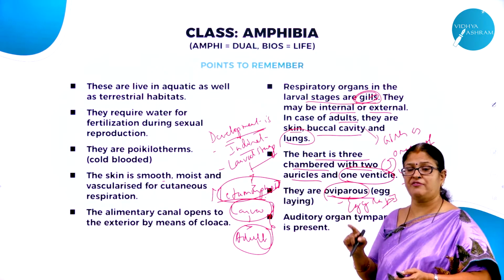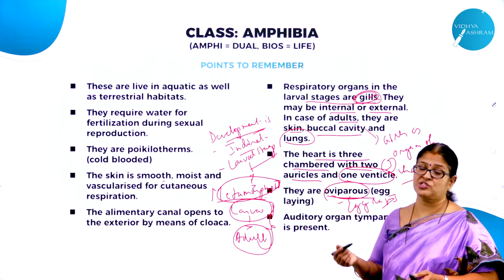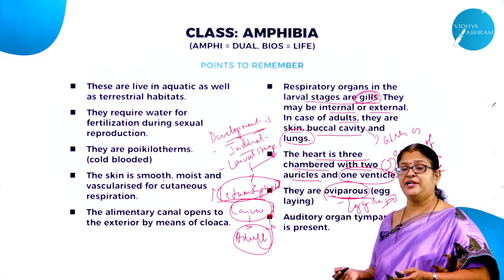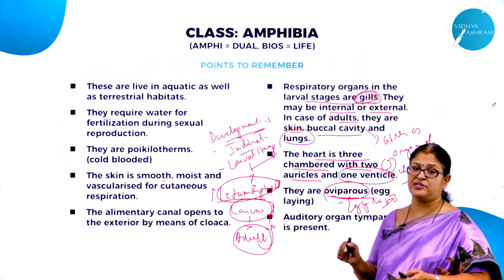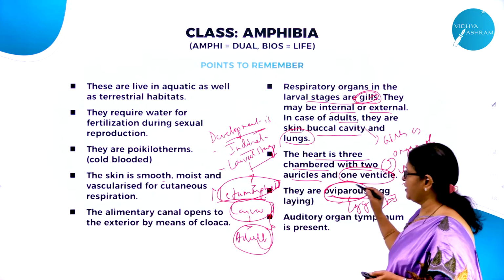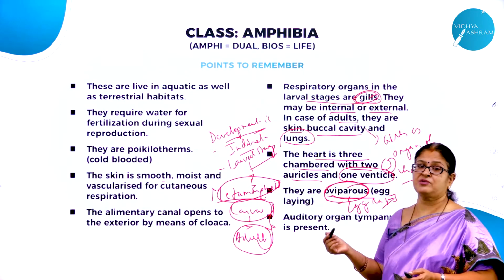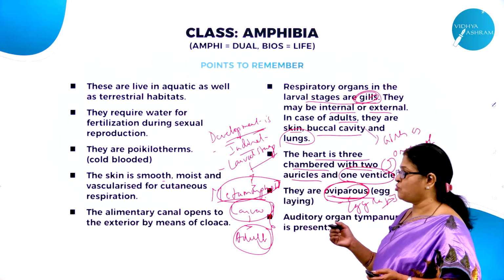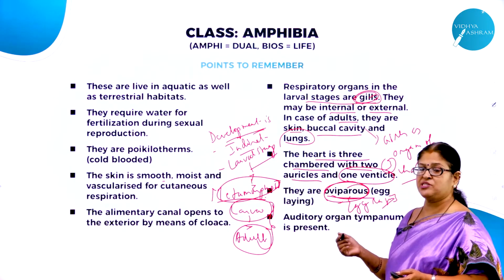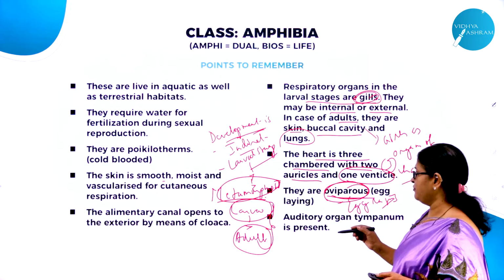Why does it lay a good number of eggs? Because most of the eggs are washed away by the water current, or might be eaten by predators, or may get damaged. To compensate for the loss of eggs, they lay a good number of eggs. And as I said, the process of fertilization, or fusion of the gametes, takes place in the external medium, that is water, and for that type of fertilization we use the word external fertilization.